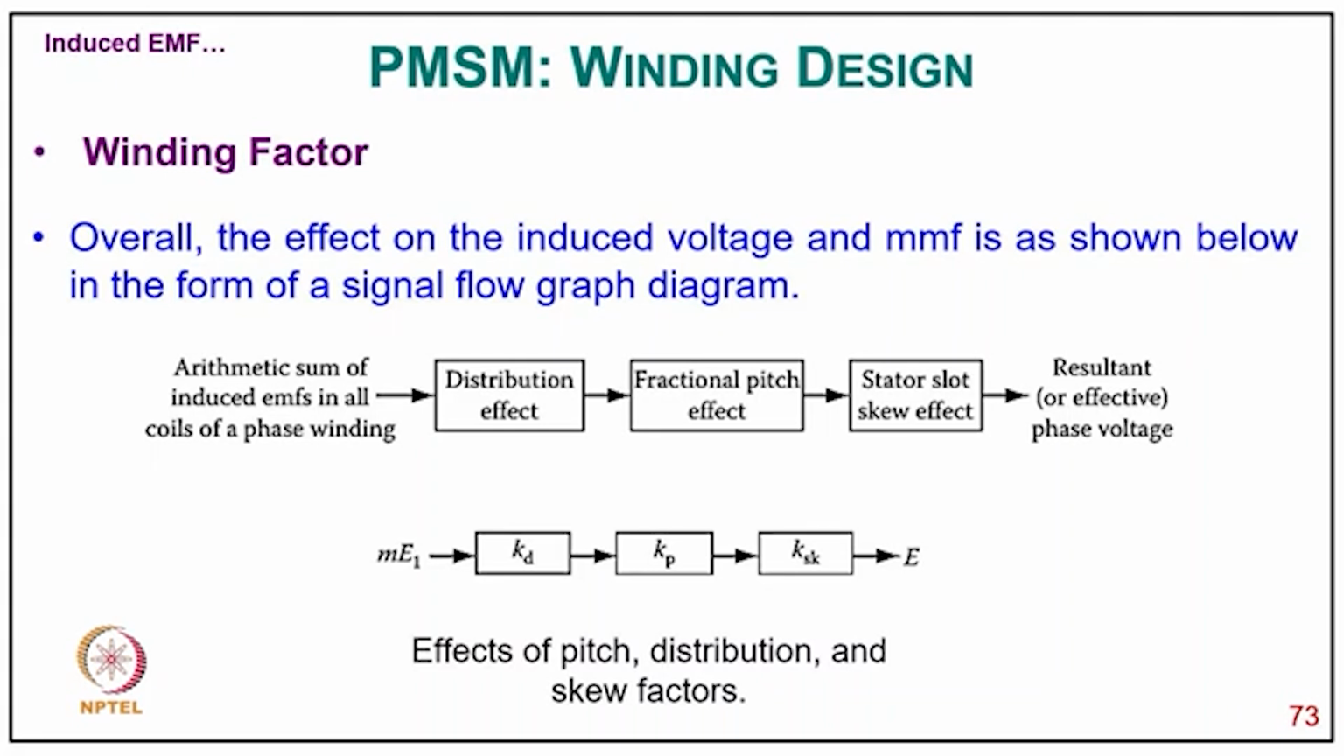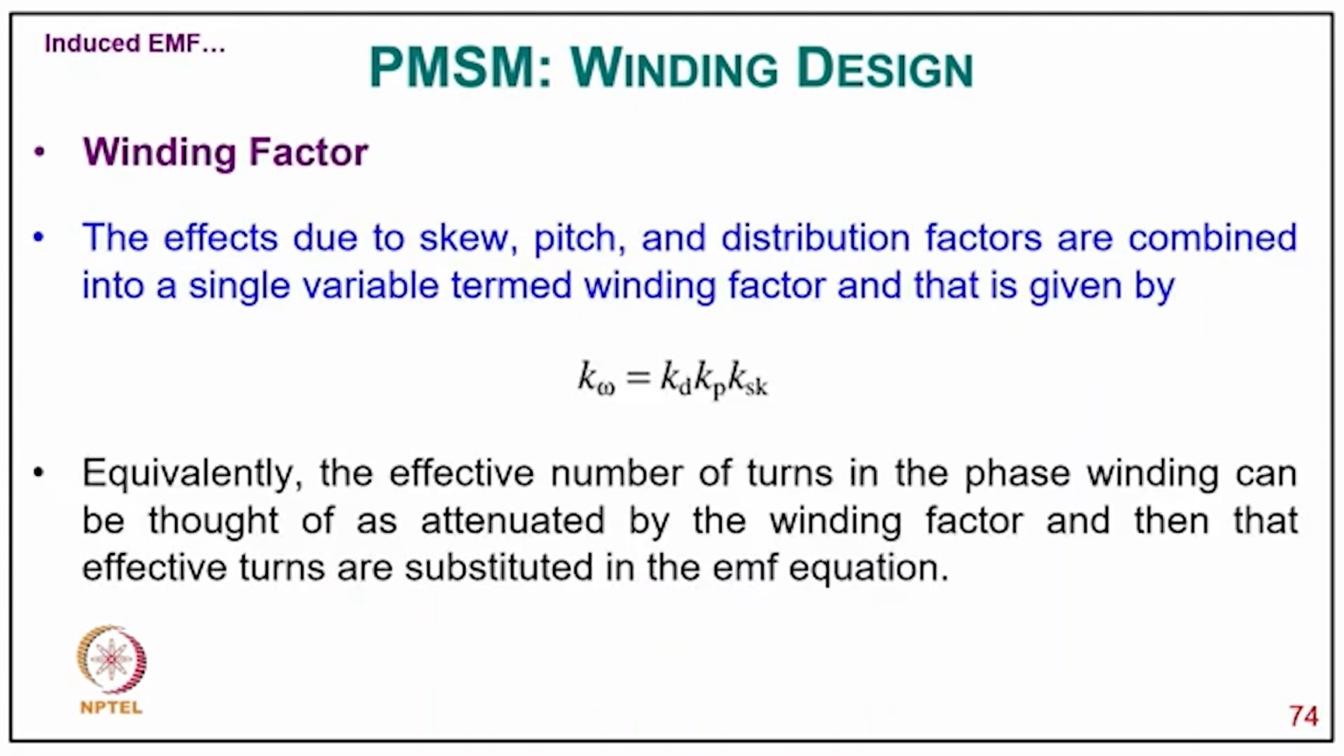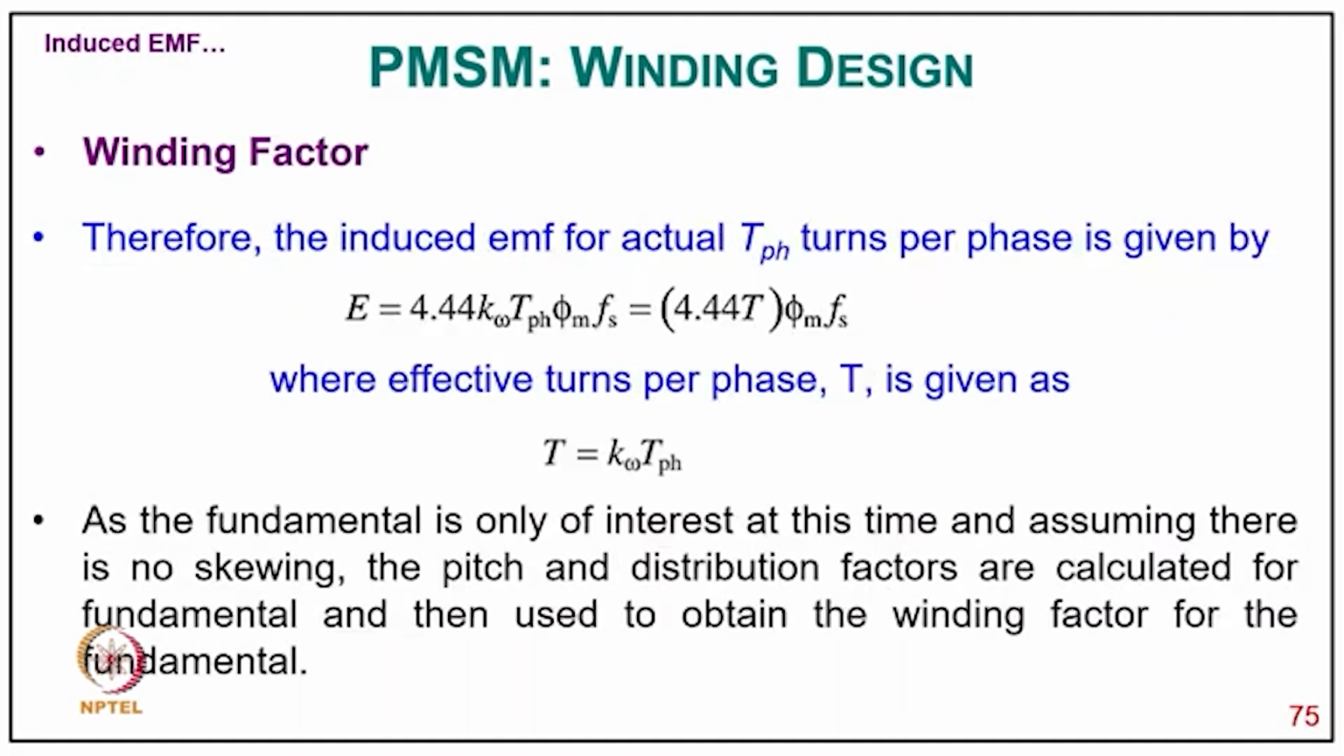The effects of pitch, distribution and skew factors are responsible for reducing the fundamental induced EMF in the winding. So the effects due to skewing, pitch and distribution are combined into a single term called the winding factor, given here as k omega equal to kd, kp and ksk. Equivalently, the effective number of turns in the phase winding can be thought of as attenuated by the winding factor, and then those effective turns are substituted in the EMF equation.